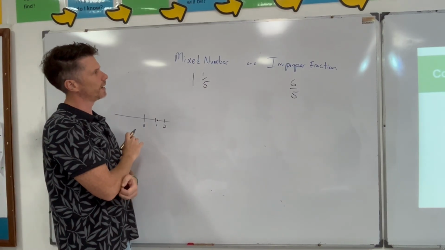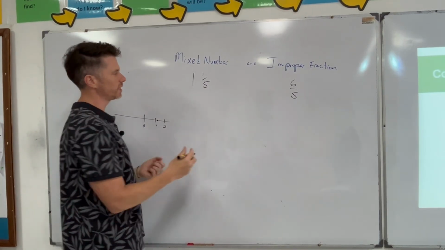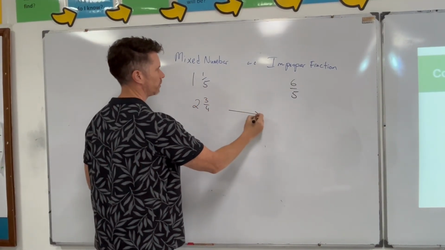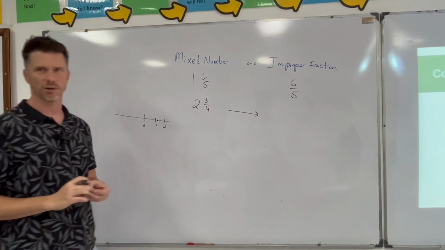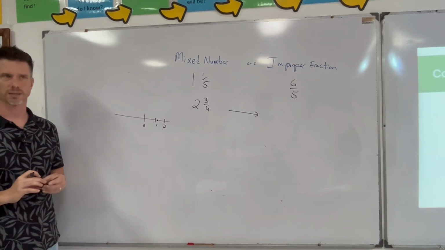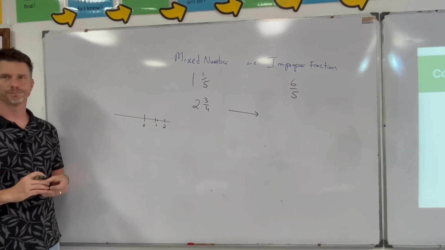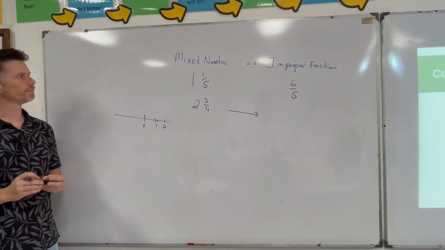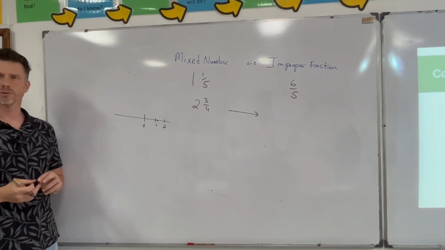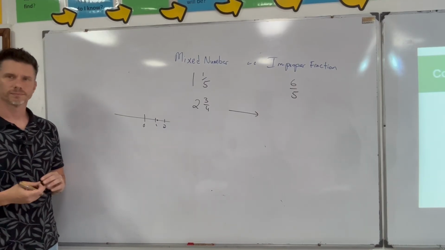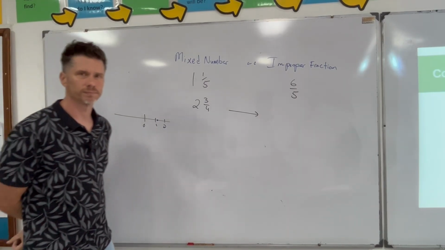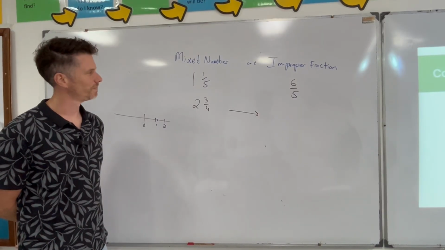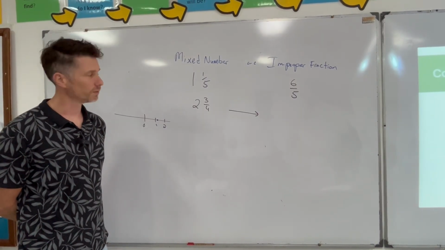Okay. How do we convert between these two? So if I have 2 3/4, and I want to put that as an improper fraction, can anyone give me a method how I might do that? You would times the denominator by the whole number. Okay, yeah. Why would I do that? Because 4 goes into it 2 times. Yeah, you're on the right track.